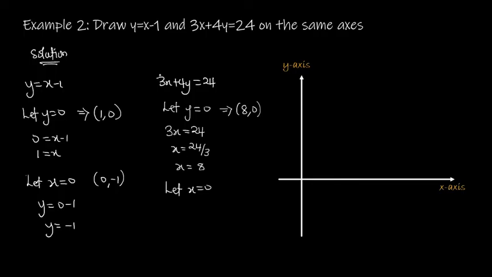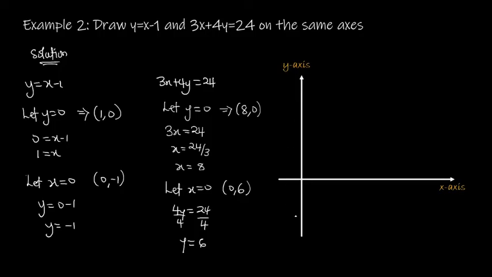Now if x is 0, this becomes 0. So we have 4y is equal to 24. We divide both sides by 4. Then we have our y to be equal to 24 on 4. That will give us 6. So the point we have over here will become our x, which is 0, and then our y, which is 6. Now that we have these 4 points, we can go ahead and plot them on the Cartesian plane.